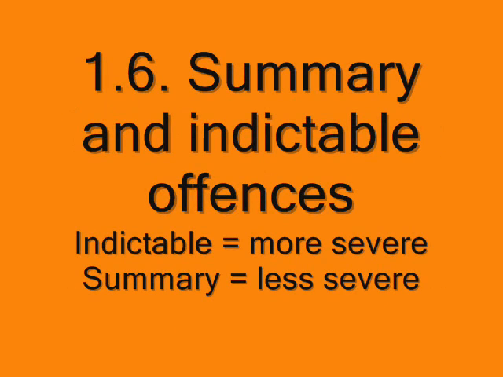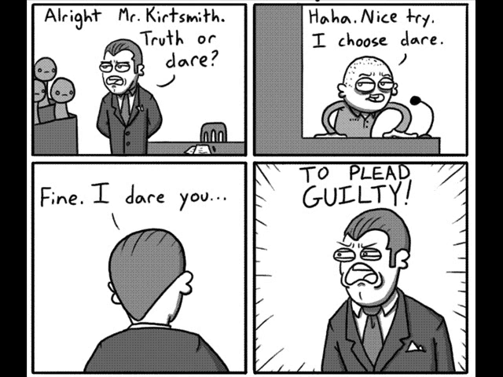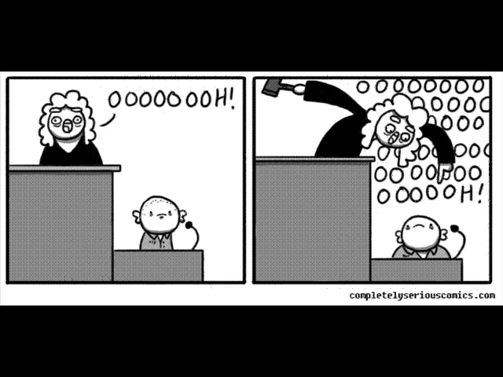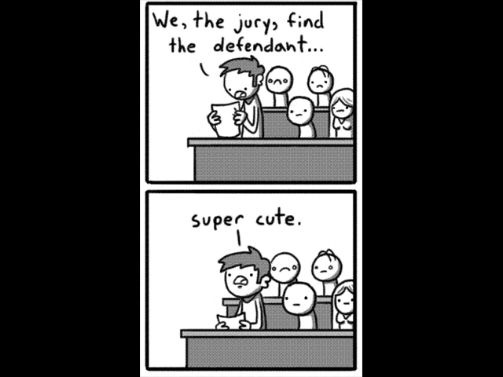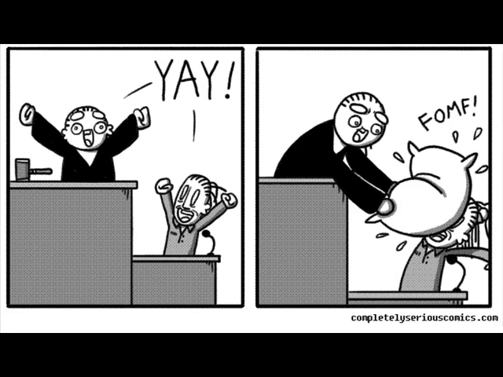So on to summary and indictable offences. An indictable offence is a more serious offence. An example is murder, which is tried by a jury and a judge, and the charge is brought by a public prosecutor working for the state. A summary offence is a less severe offence, and is tried by a magistrate in a local court. There is no jury, and the charge is usually laid by a police or government officer.